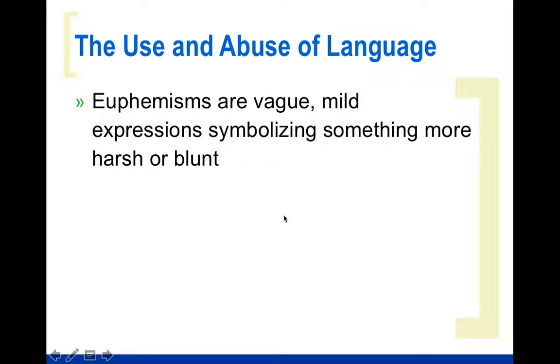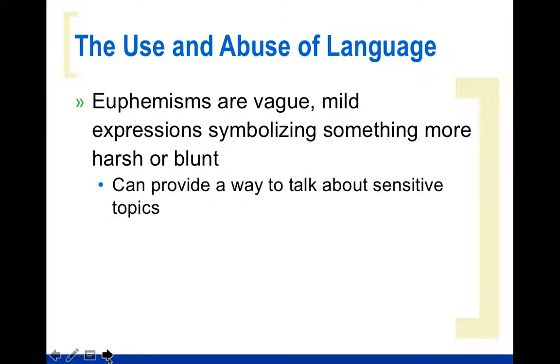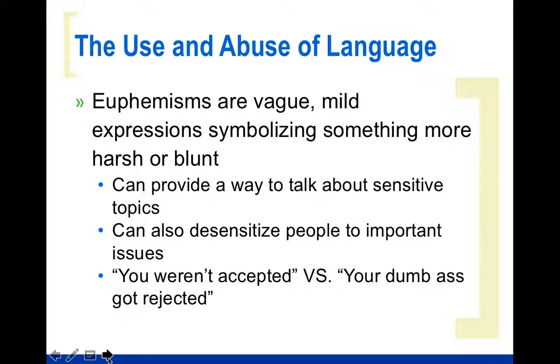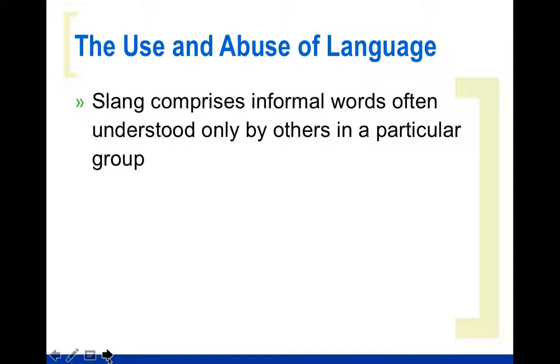Euphemisms are vague, mild expressions symbolizing something more harsh or blunt. They can provide a way to talk about sensitive topics. They can also desensitize people to important issues. If you think about something like "you weren't accepted" versus "your dumbass got rejected," that's a different type of euphemism. This is a different way of explaining you didn't get into a college or a specific program or something. But we need to be careful with the euphemisms we use.